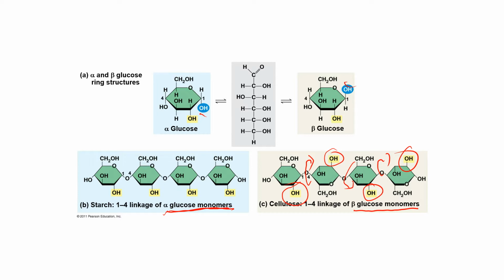Now this is important. We'll get to why a little bit later, but it is very important as to why cellulose is arranged the way it is and why starch is arranged the way it is, because here you see all of these OH groups on one side of your growing polymer.